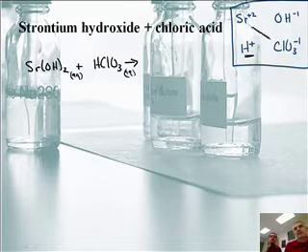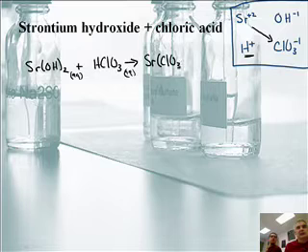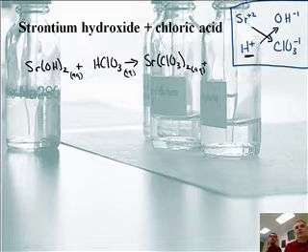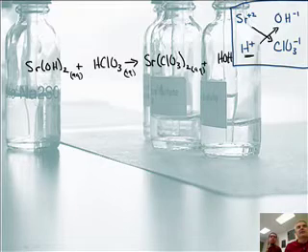Now we're going to change partners. So the strontium is going to get together with the chlorate. That's positive 2, negative 1. So Sr(ClO3)2. And I happen to know that also is aqueous. Look it up on the table if you don't believe us. Plus, H is going to get together with OH. So that'll be HOH. Now let's look that one up on the chart.